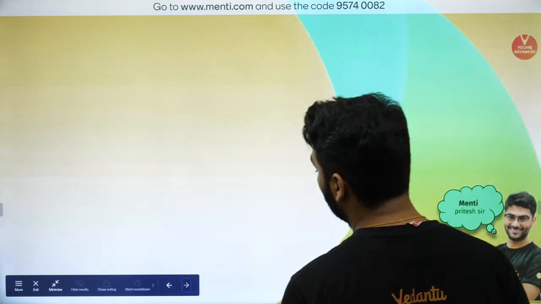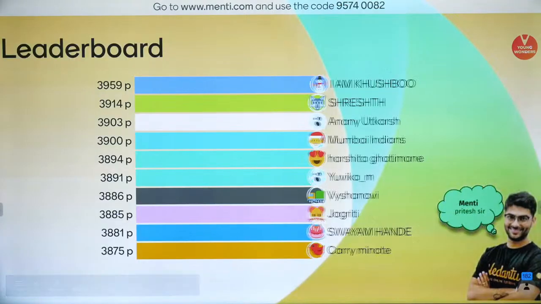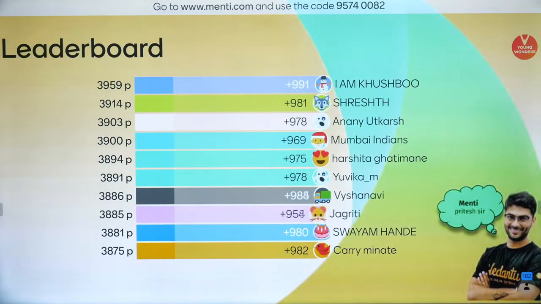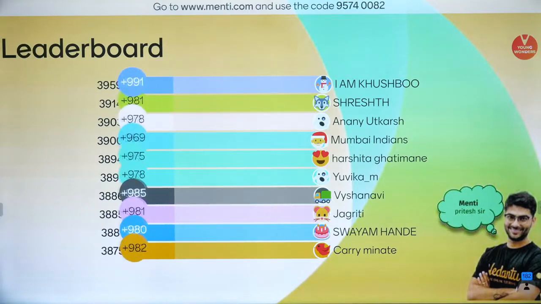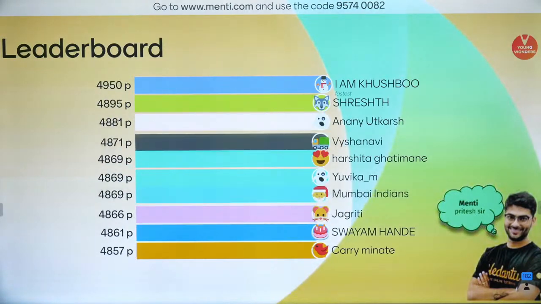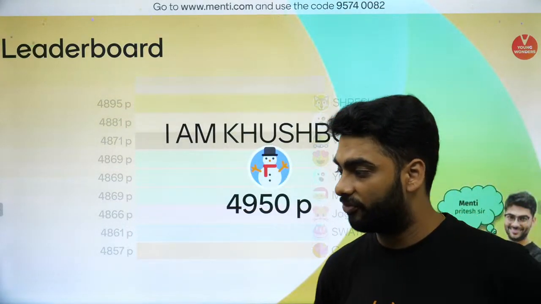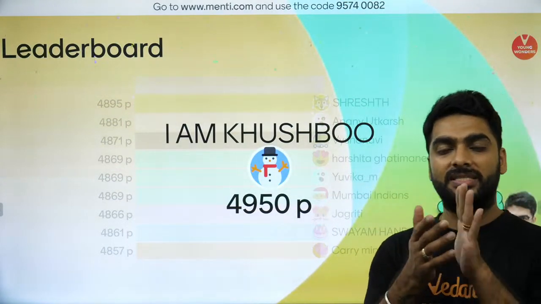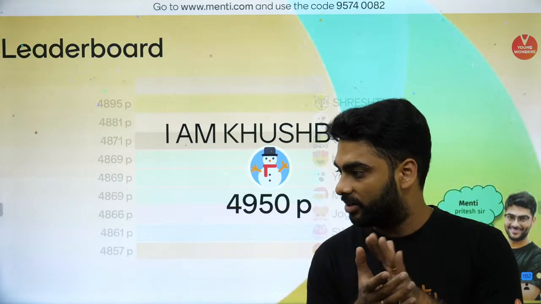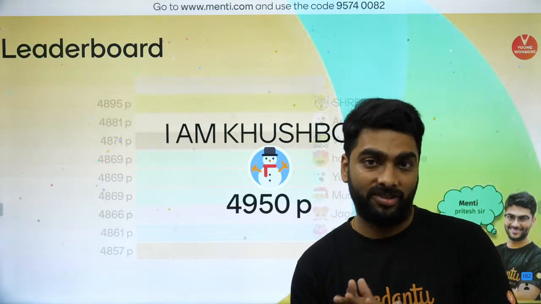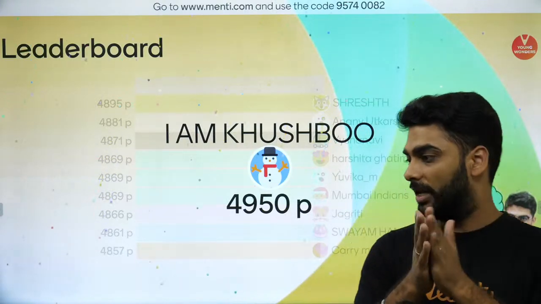That is absolutely right. On the leaderboard with the superstars, we have got Khushbu, Shresht, Ananya, Mumbai Indians, Harshita, Yuvika, Vaishnavi, Jagriti, Swayam and Carrie Minati. Oh my god. Khushbu, you are the fastest and you are the winner of the Mentimeter. Congratulations, that's amazing. Great job.